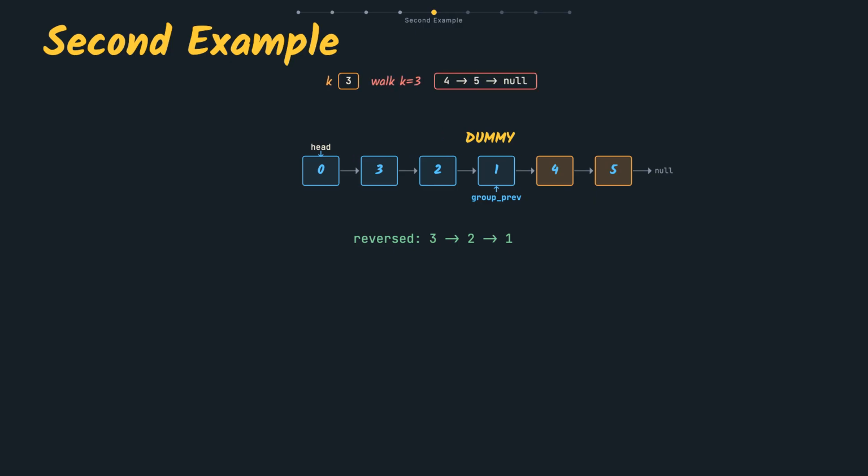Second group. From node 1, walk 3 steps. Node 4, node 5, then off the end. Only 2 nodes left, fewer than 3. Stop. Leave 4 and 5 untouched. Return the list after the dummy, 3, 2, 1, 4, 5. Notice the leftover pair kept its original order. That's the partial group rule doing its job.